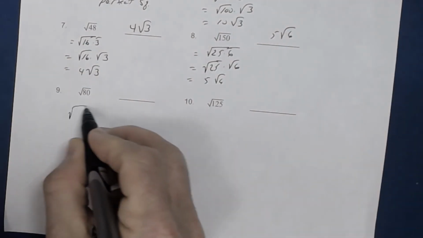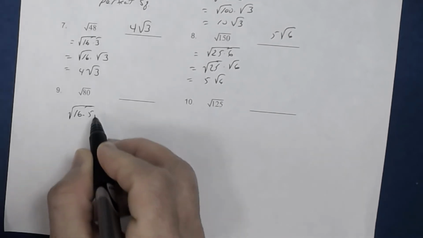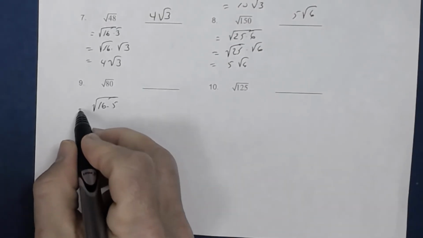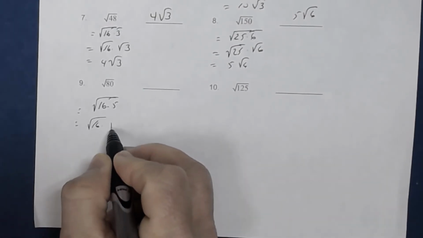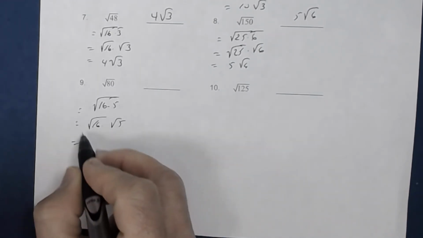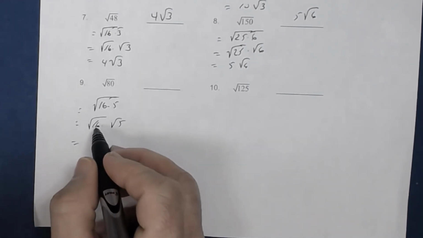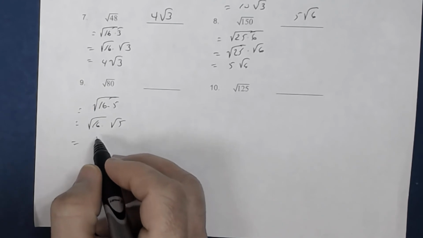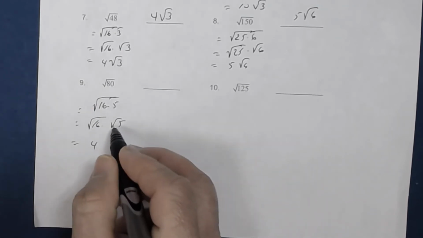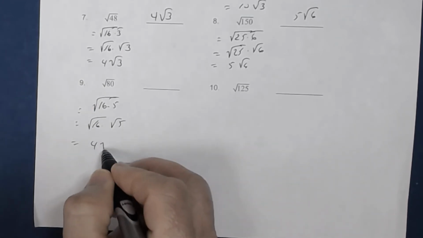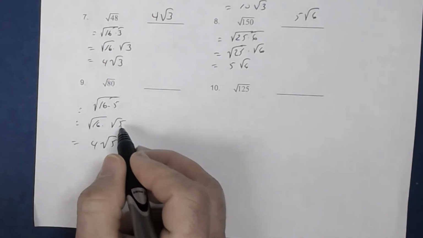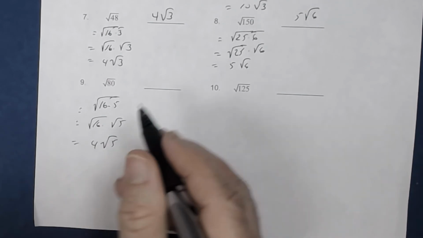So this becomes the square root of 16 times 5, right? And so that becomes the square root of 16 times the square root of 5. And the square root of 16 is a perfect square, so that means the square root of 16 is 4, because 4 times 4 is 16. And then I cannot simplify the square root of 5 any further, because the only perfect square that goes into the radicand, being 5, is 1. So you're done. 4 square root of 5.